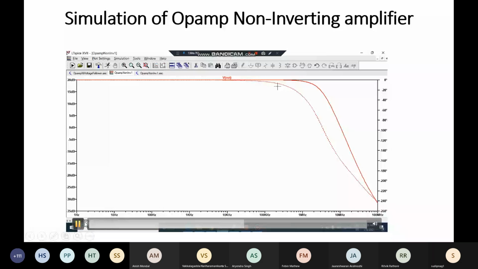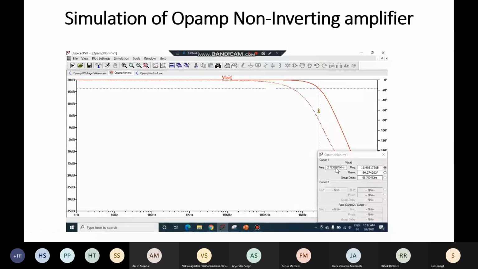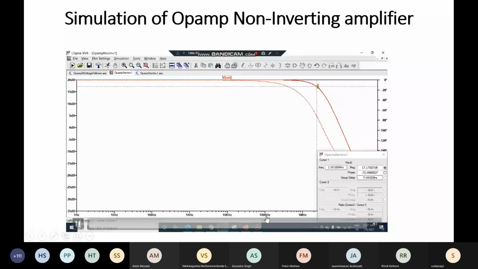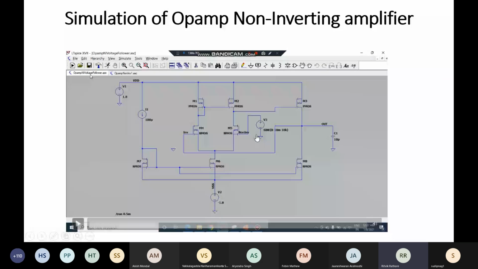calculate. You can just click on V out, it will give you a cursor, and then we'll go up to 17 dB to get the corresponding frequency. The frequency we are getting here is around 2.39 megahertz. That is our upper cutoff frequency. You can also calculate phase margin from these plots. You can always play with the values of R1 and R2 to obtain different gains for your amplifier.